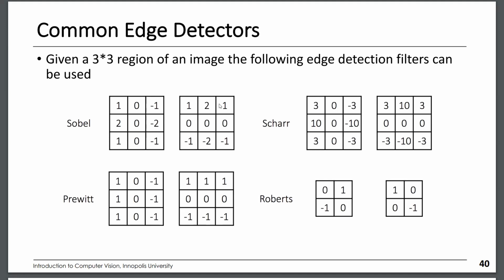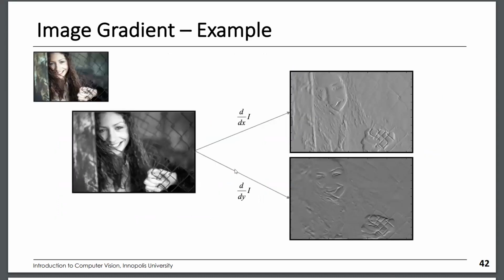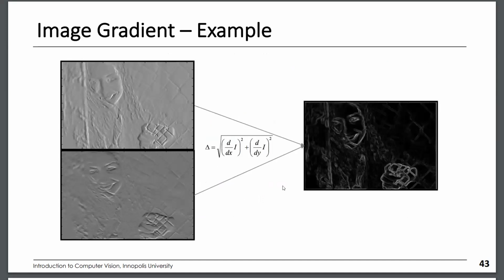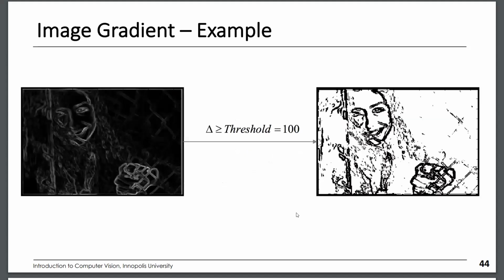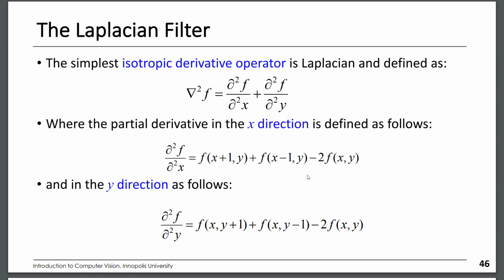There are different types of these filters. This is the Sobel filter, named after the person who created it. This is Prewitt, this is the Roberts filter, and this is the Scharr filter. All of them do kind of the same thing, but as you can see, they have different values and different intensities, which lead to different results. Here, for example, is the edge detection in the x direction and in the y direction. We combine both of them using this small formula, pixel by pixel. Then we threshold it, and here is the edge detection.